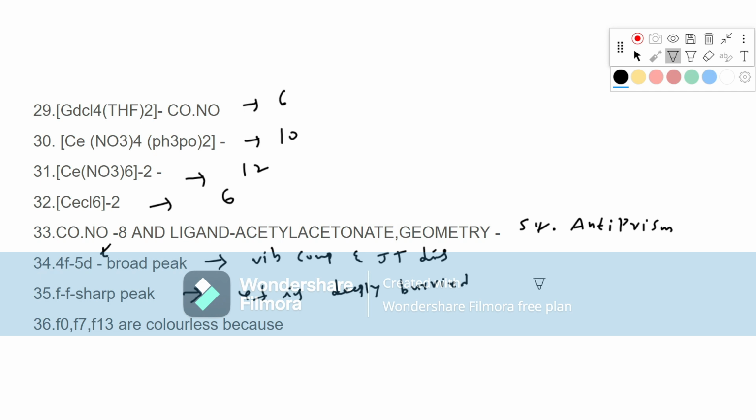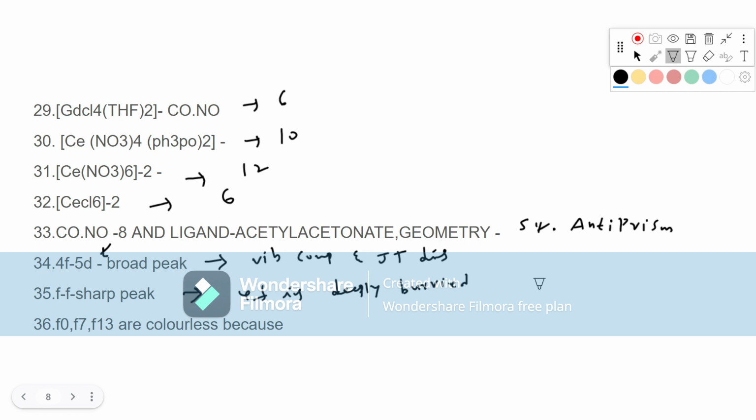Okay, next, F0, F7 and F14, F30 are colorless. Why? F0, F7, F14 are colorless because transition is not possible. Okay, they are spin forbidden.